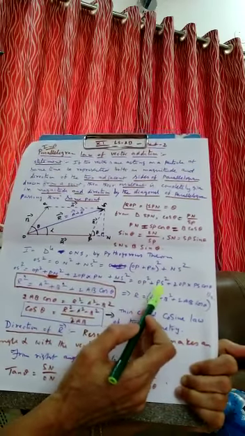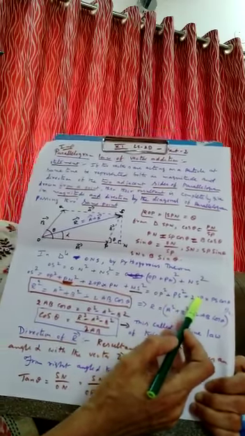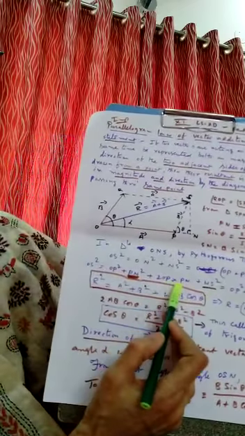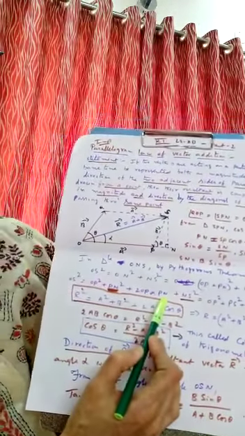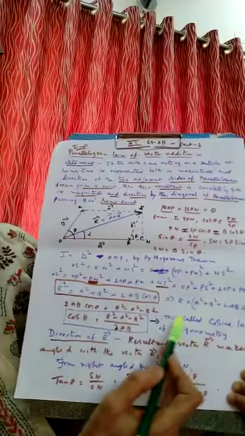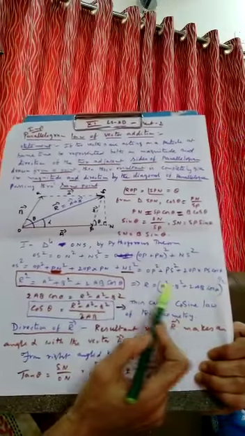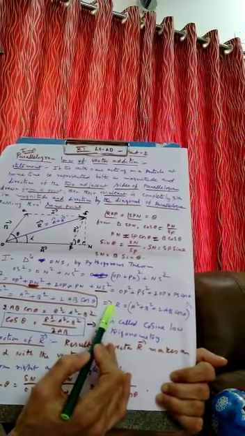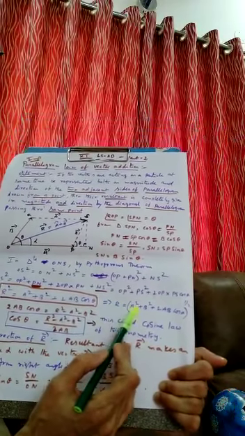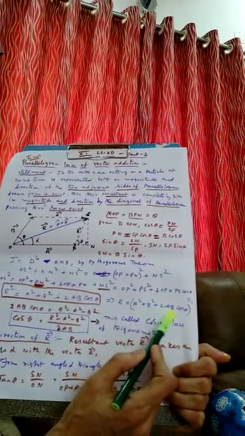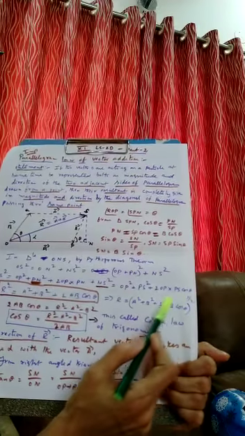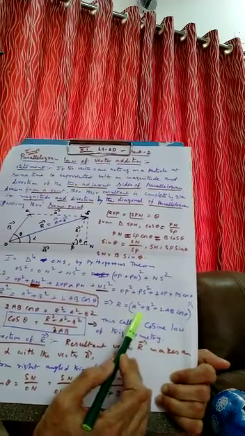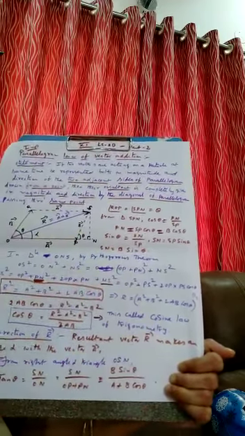OP square plus PA square plus 2 into OP, Pn. What is the value of Pn here? B cos theta. So I have written here B cos theta. The resultant vector's magnitude is given by (A square plus B square plus 2AB cos theta) to the power of half. By using Pythagoras theorem, simply mathematics, nothing we have done here.